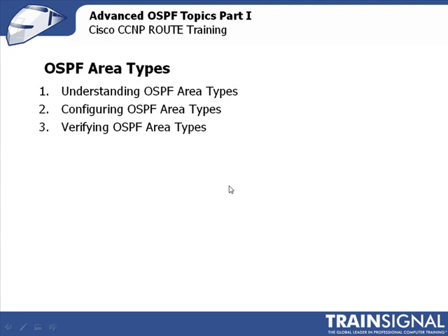As we mentioned previously, OSPF is a very strict protocol. It utilizes a hierarchy. It implements the use of areas. One of the things about areas is that there's more than one type. And so we want to explore the different OSPF area types. First, we want to know what they are, what's involved with them, understand them. We want to know how to configure those areas, and then how to verify that they're functioning as expected.